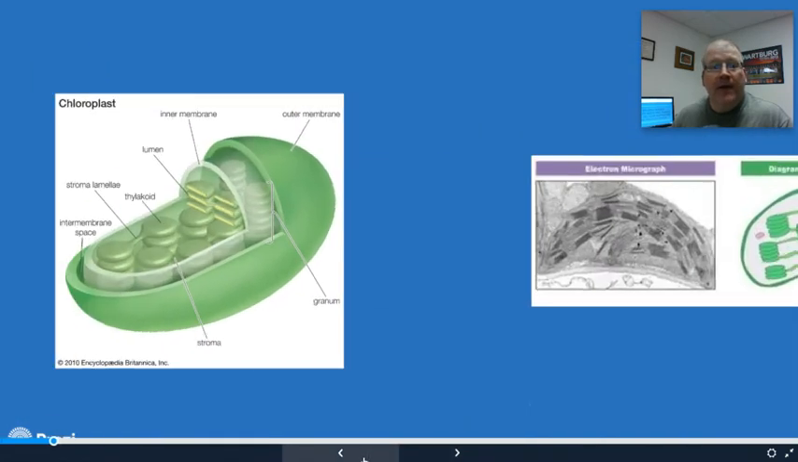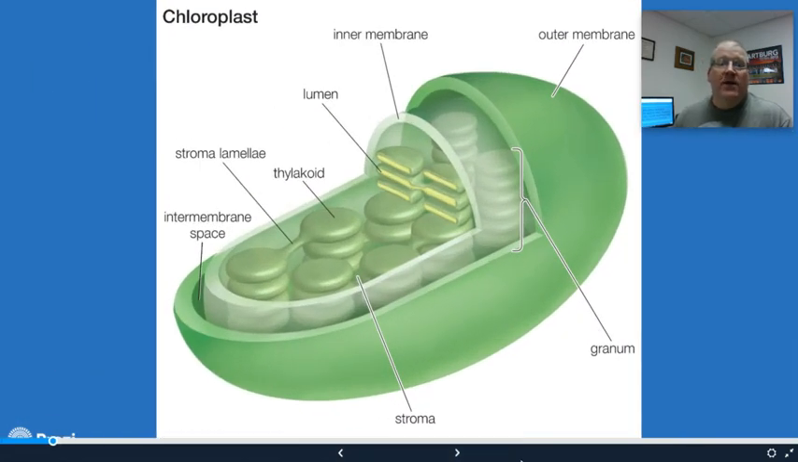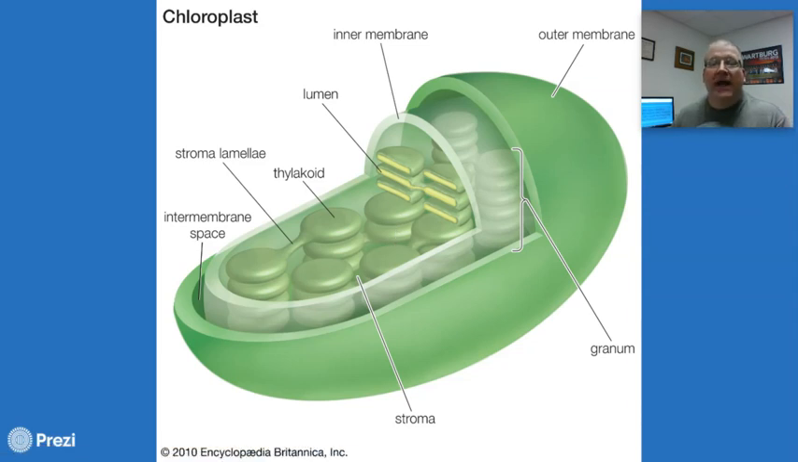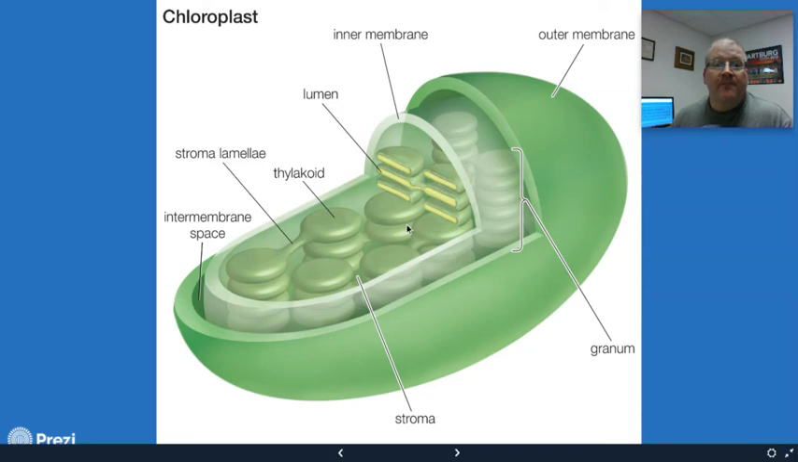I'd like to bring you back to this. So here is one thylakoid, one of the flattened sacs. A stack of these thylakoids is referred to as a grana, or singular, a granum. And the fluid around all of this material is called the stroma.